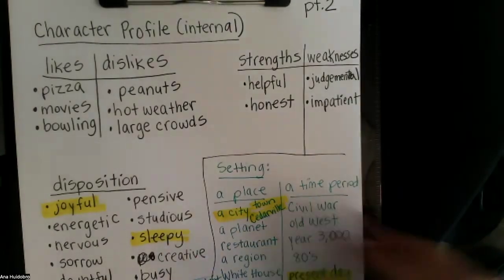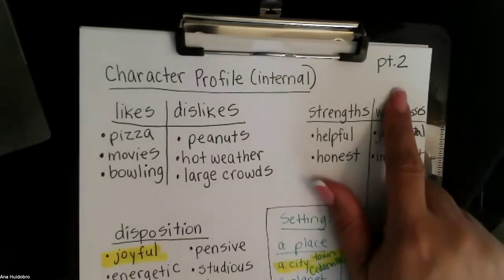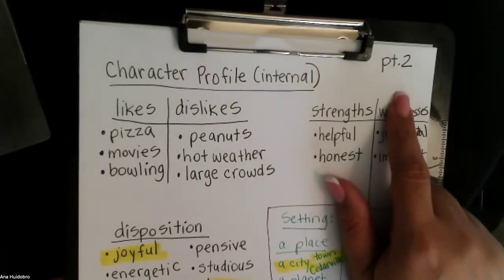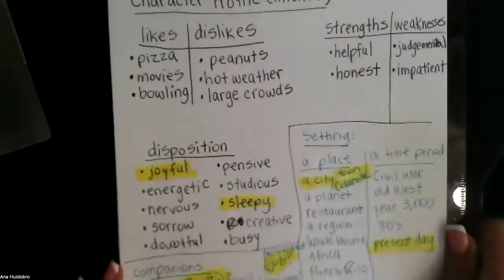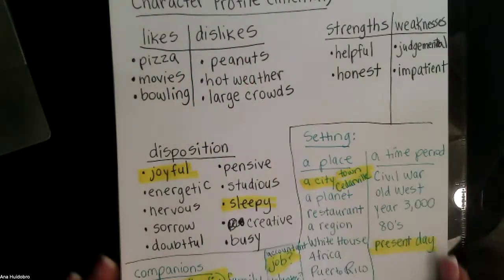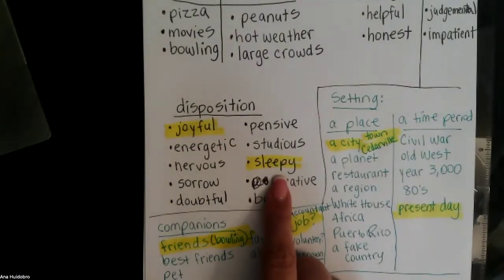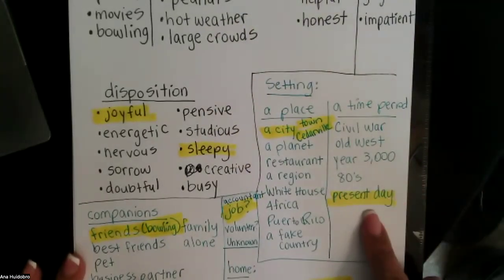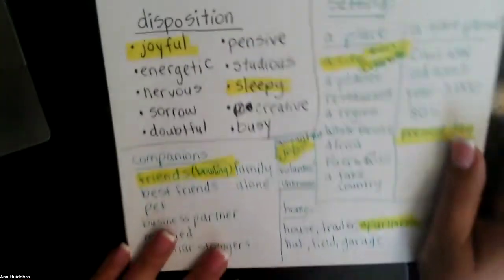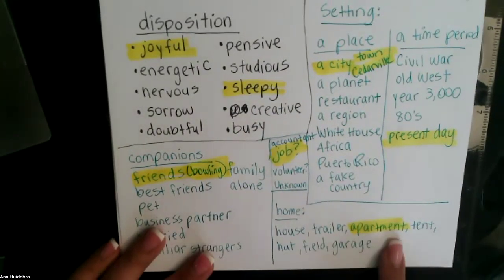So I'm going to tell you about my character. My character's name is George McTrunk. He's an elephant. He's middle-aged. This is from part one. He's kind of chunky. He likes pizza, movies, and bowling, and dislikes peanuts, hot weather, and large crowds. He's helpful and honest, but he's also a little judgmental and impatient. He is a joyful and sleepy man. That's his disposition. He lives in the town of Cedarville in the present day. He's an accountant, he has friends through bowling, and he lives in an apartment.